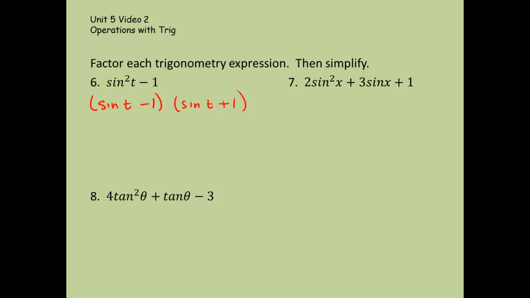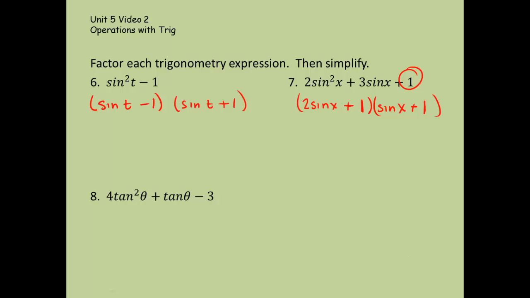Number 7. Number 7 is one of our trinomials. So I know I'm going to start with 2 sine of x, and then this one's going to have a sine of x, because if I multiply those together, I get 2 sine squared of x. Well, luckily there's only one option for 1. It's a 1 and a 1. And because my middle number here is positive, I'm going to have to put plus signs in both of these. And that's my final answer for number 7.